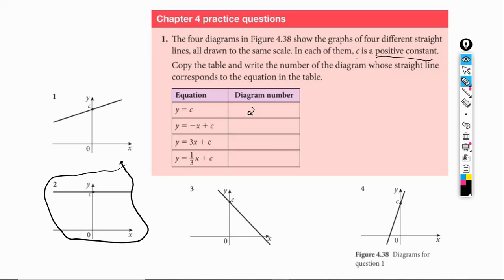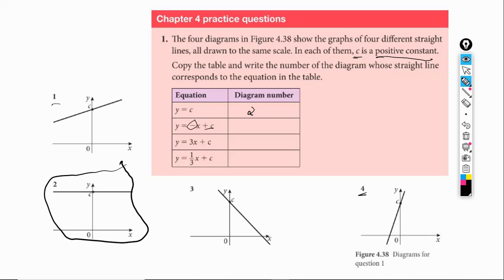The next equation says minus x plus c. So c is always positive, as it said in the original question. So we don't really have to worry about c. What's going to help us find the other equations is the slopes. So this one has a negative slope. Notice that number 1 has a positive slope. Number 4 also has a positive slope. So our only option is 3, which is the one that has a negative slope.